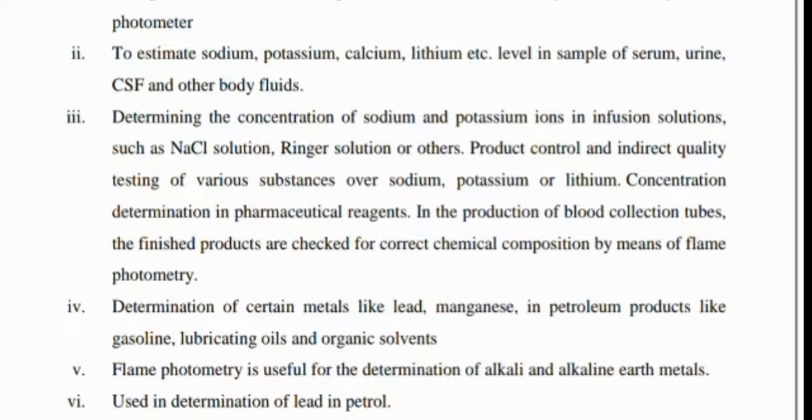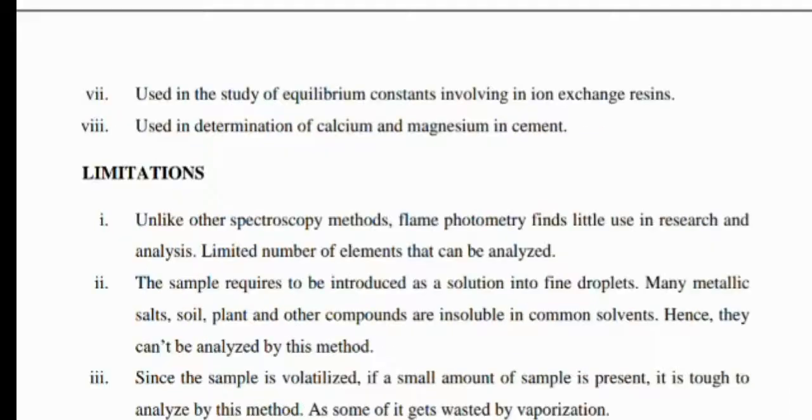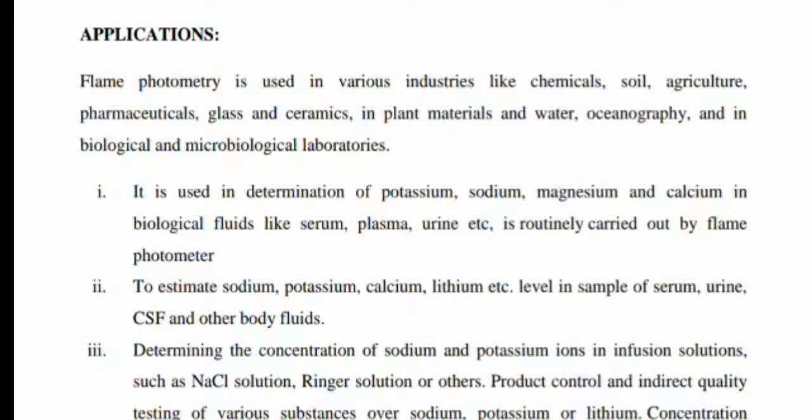It is also used in the determination of certain metals like lead and magnesium in petroleum and gasoline, and flame photometry is useful for the determination of alkali and alkaline earth metals. It is also used in the determination of lead in petrol. Further, it is used in the determination of calcium, magnesium, and many other things in soil. So these are the basic applications of flame photometry, guys.